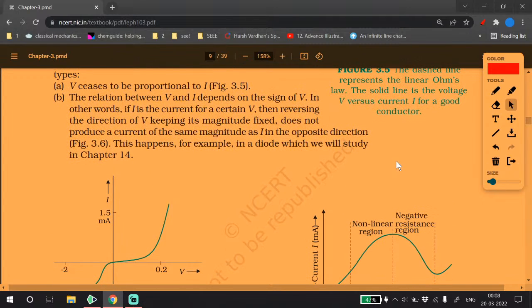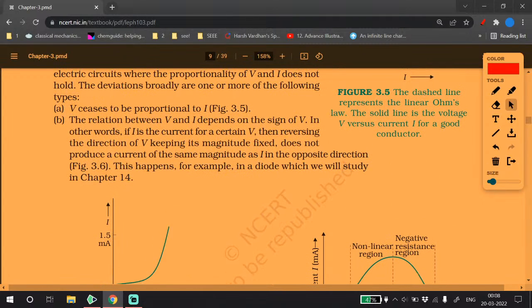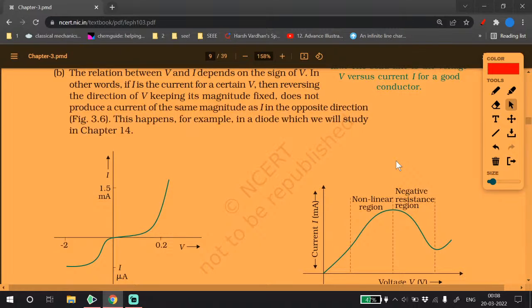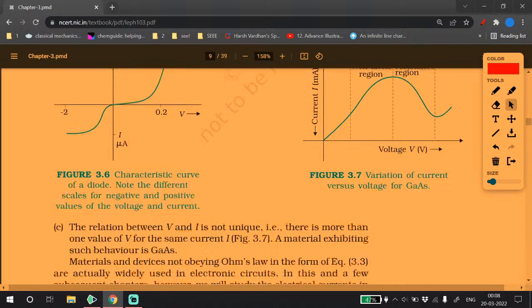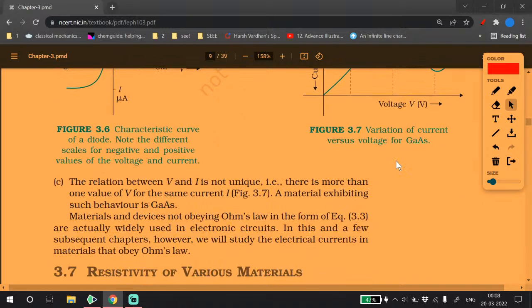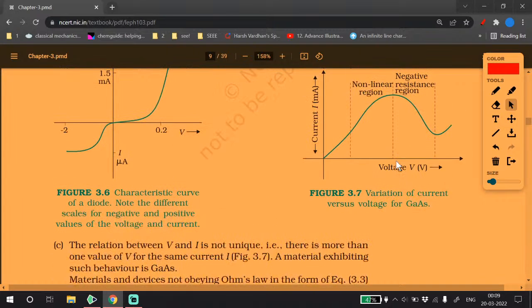The first simply does not follow the linear relation, V directly proportional to I. Second, usually if we apply potential in one direction the current will be in that direction, and if we reverse the voltage the current will be in the opposite direction with the same magnitude. But this does not happen in the case of diodes. Third, the relation between V and I is not unique. This is kind of complicated, because for the same value of current there are various voltages, or for the same value of voltage there are various currents.